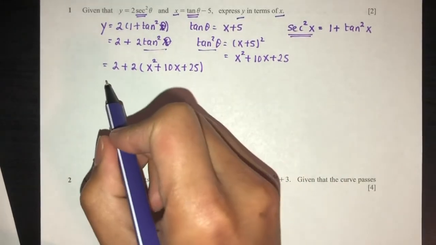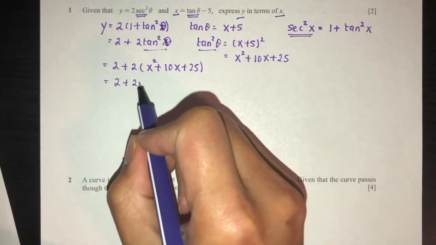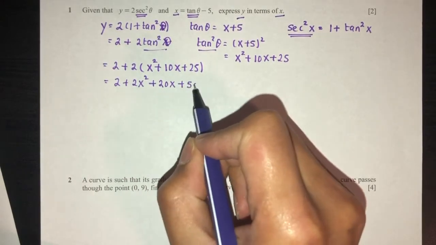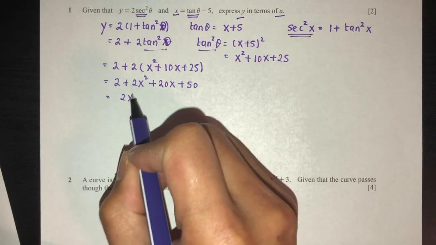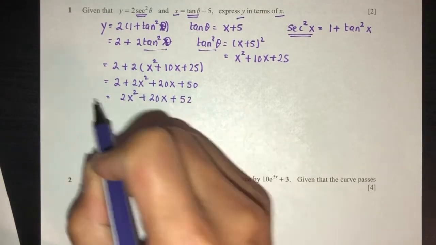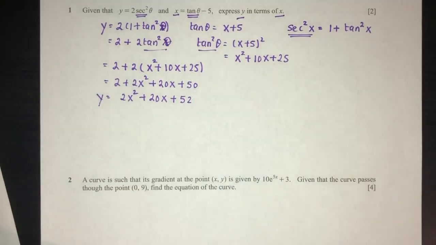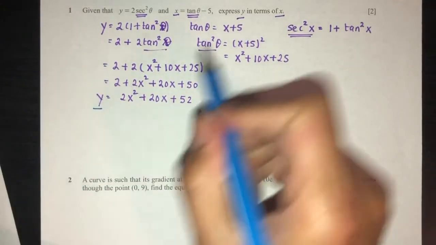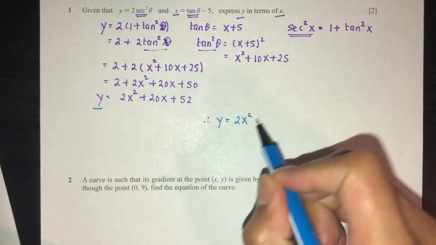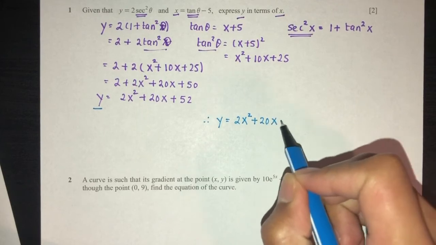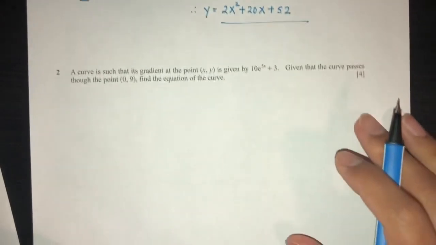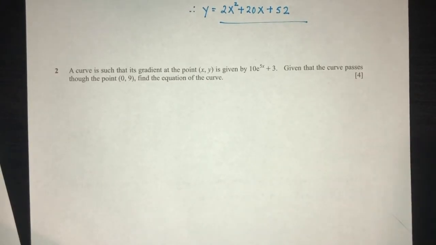Now let's expand. You see, what do you have? You have 2 plus 2x squared plus 20x and plus 50. That will be 2x squared plus 20x plus 52. Okay, and that will be your answer for y in terms of x. So y is equal to 2x squared plus 20x plus 52. Okay, that is question number 1. Now let's move on to question number 2.